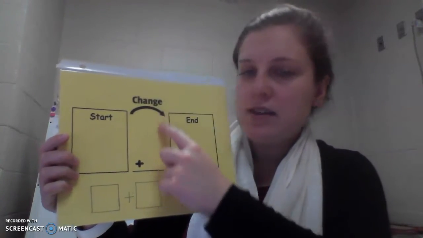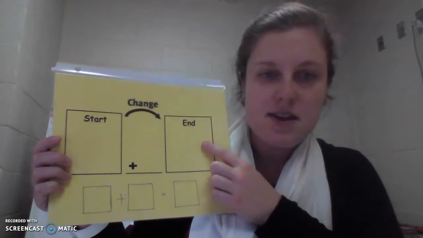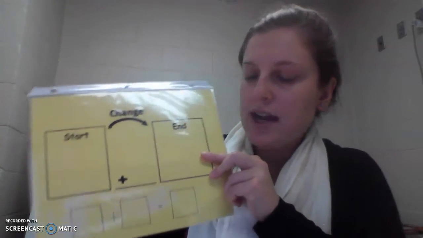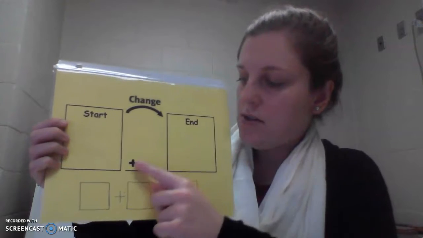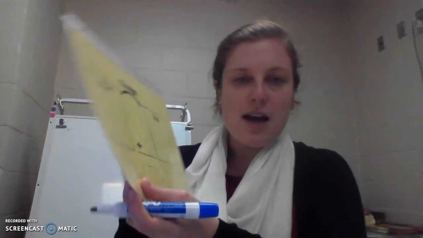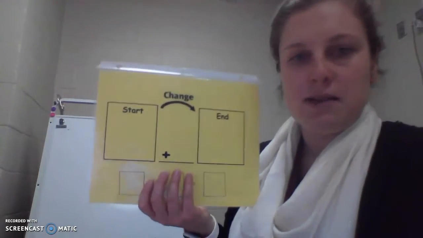Yesterday we used the change diagram and talked about how we have a starting number. The middle line is where we change, and then we have our end number. Yesterday we used the change diagram for addition, so that's why there is a plus sign in the middle. So this is a quick review of what we did yesterday, and then I will show you how we use the diagram today.